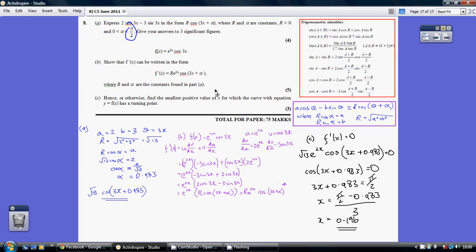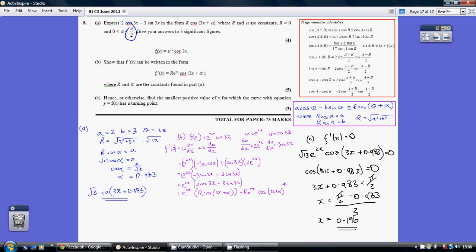Now for part C, we're really just being asked to find the turning point, so where the differential equals 0. So all I've done is start off with this. I've substituted in what we know r to be, root 13, and what we know alpha to be, which is 0.983, giving us this. Now two things multiplied together equaling 0. Well, this is a constant. This never equals 0. So we can focus on this second part, the cos 3x plus 0.983 equaling 0.